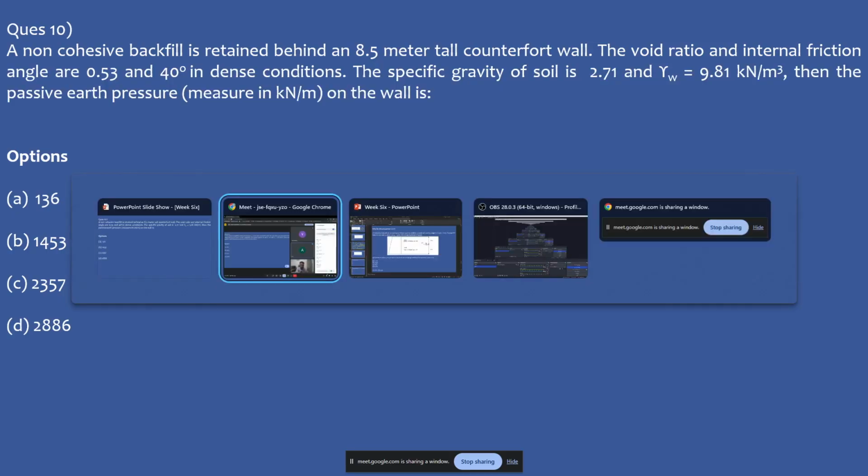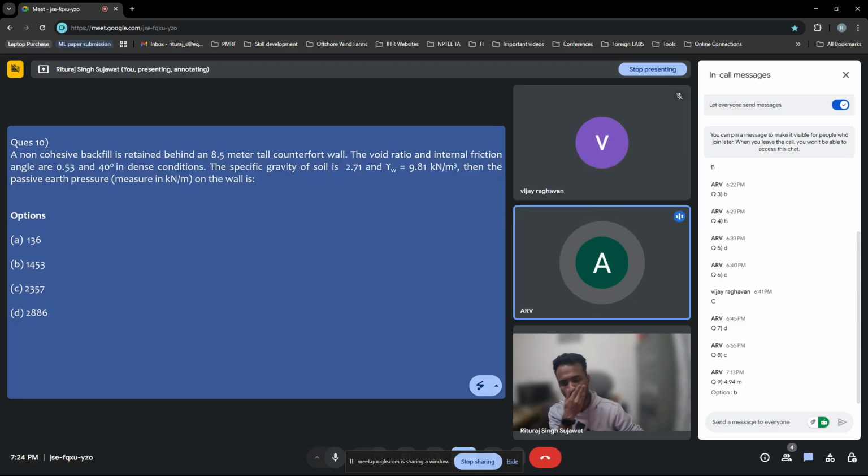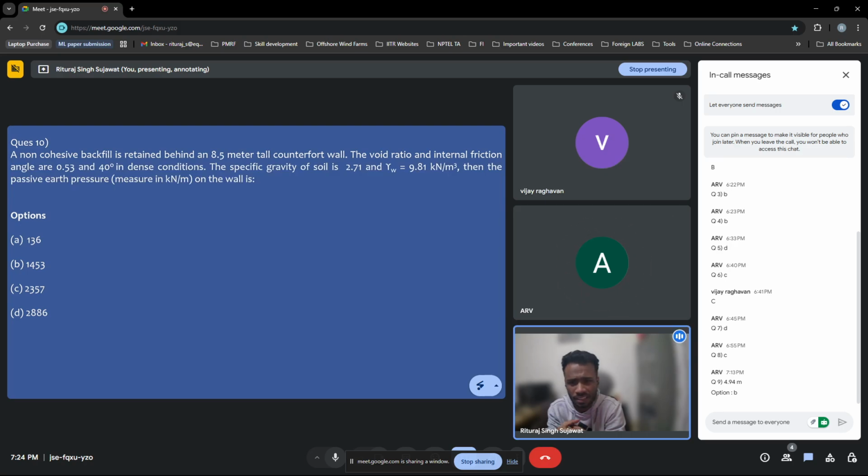There are two things I need clarity on. One is the last question: is it a passive earth pressure or passive thrust? It was passive thrust. And another one is, do you have any water table anywhere in this question number 10? Because gamma W you have given unnecessarily, that's why I'm asking. No, there is no water table. Okay, sir. Yeah, but you required gamma W.